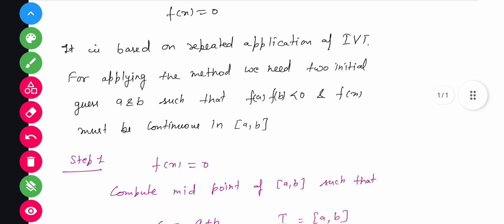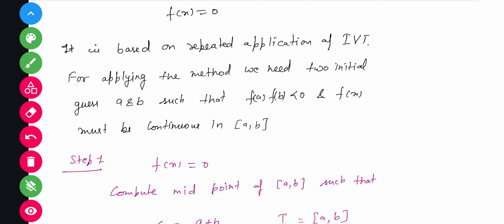For applying the method, we need two initial guesses. So we need to guess a and b first. Okay, we need those points, right? We need a and b points such that we can say that the root lies between these intervals. So we need to have that interval first.